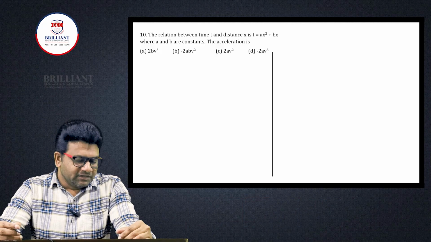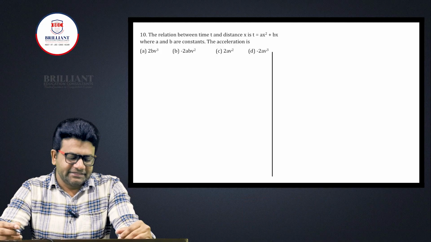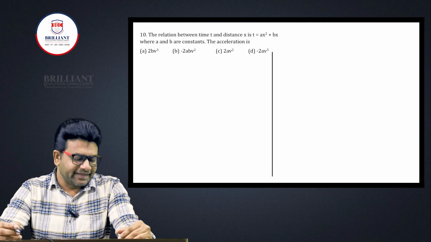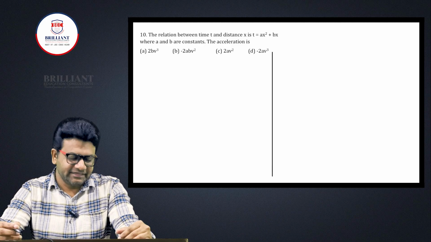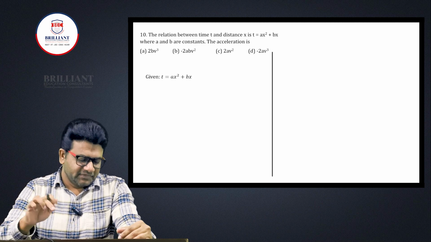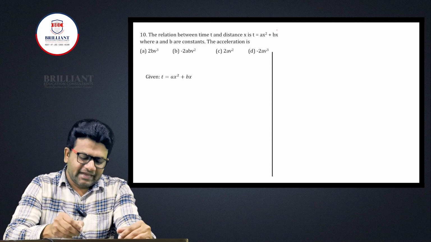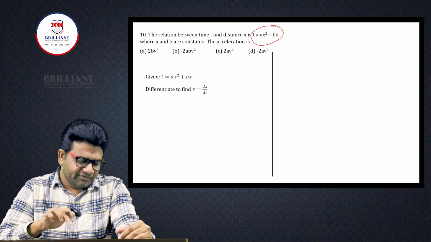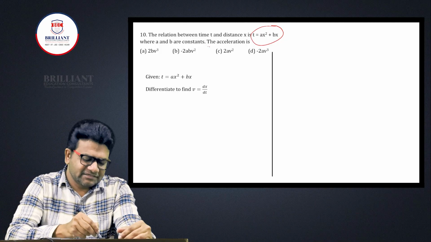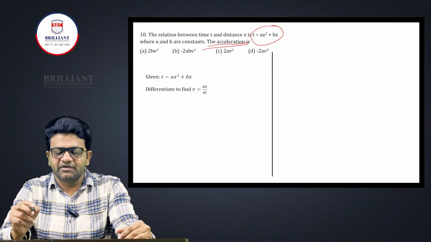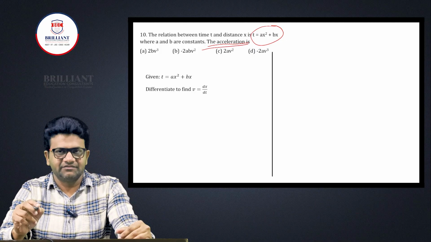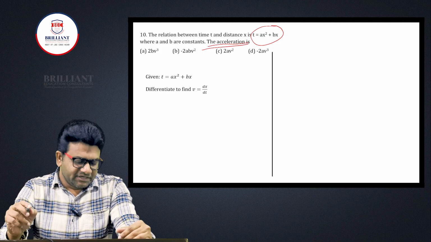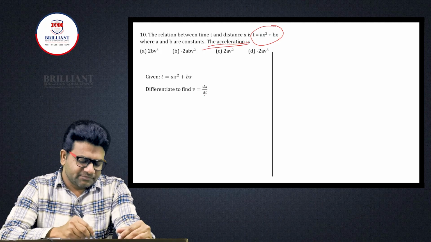Next question. The relation between time t and distance x is t equals ax square plus bx, where a and b are constants. The acceleration is, see here, t is given as ax square plus bx. We have to find out the acceleration. First we have to find out the velocity, then the acceleration. We have velocity equal to dx by dt, and acceleration equal to dv by dt.